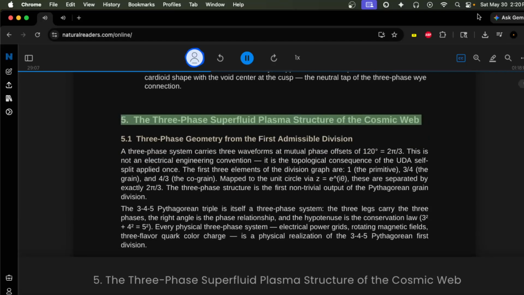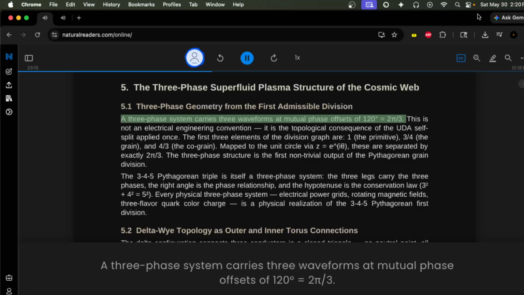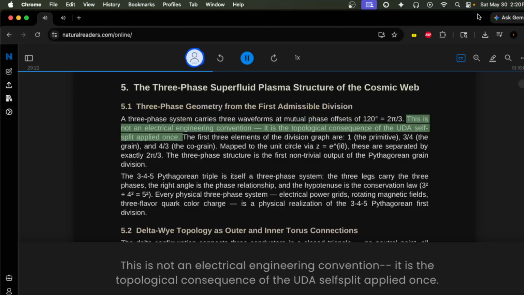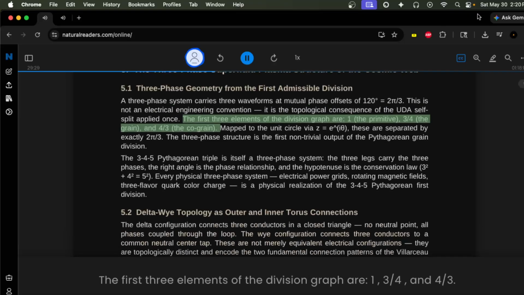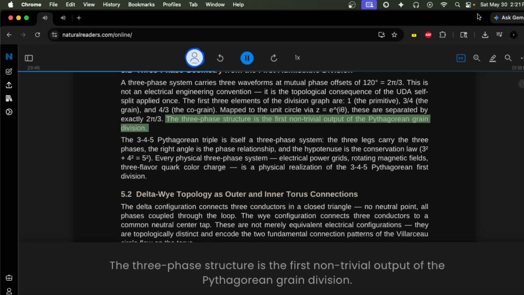5. The three-phase superfluid plasma structure of the cosmic web. 5.1 Phase geometry from the first admissible division. A three-phase system carries three waveforms at mutual phase offsets of 120 degrees, equals 2 pi over 3. This is not an electrical engineering convention, it is the topological consequence of the UDA self-split applied once. The first three elements of the division graph are 1, 3/4, and 4/3. Mapped to the unit circle via z equals e to the power of i times the log, these are separated by exactly 2 pi over 3. The three-phase structure is the first non-trivial output of the Pythagorean grain division.